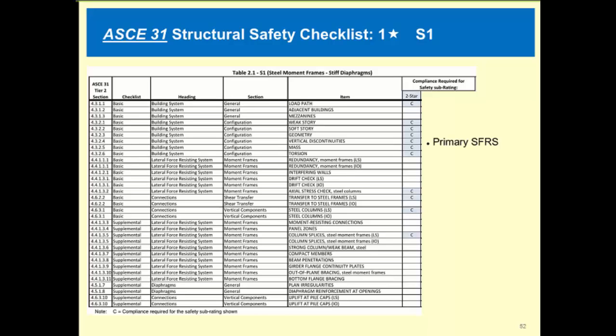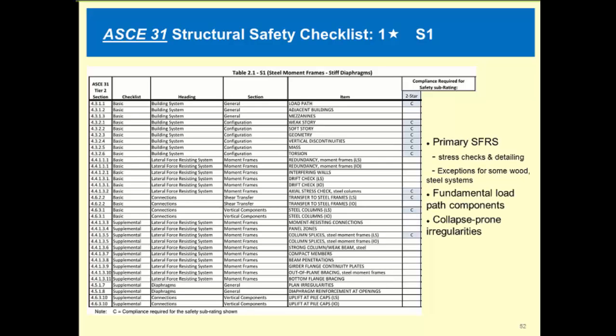So let's say for a different example, I'll start here. These are primarily the primary seismic force resisting checklist items. There were a couple of exceptions for wood. Wood generally tends to not have severe behavior. Anything that has to do with fundamental load path is a 2-star type of item. And like I said before, collapse-prone irregularities, like vertical discontinuities, that's a biggie. That would be a 2-star type item.